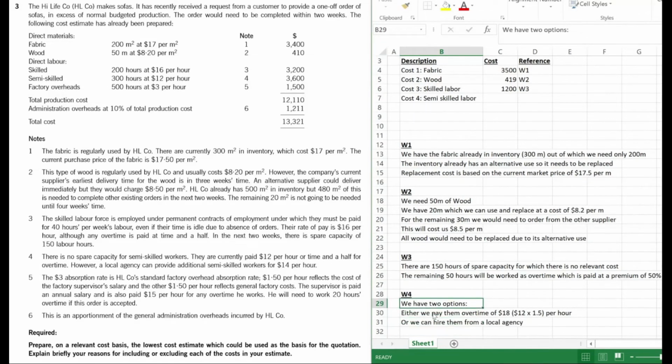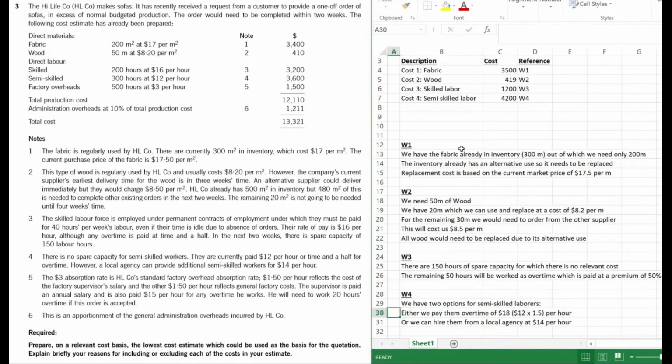As mentioned, we have two options for semi-skilled workers, right? Again, we can just go back and edit our answer. Semi-skilled labor. Here's either we can pay them overtime at $18 per hour, or we can hire them from a local agency at $14 per hour. So what's the better option? Clearly, it's paying $14 per hour rather than $18 per hour. And we need to hire them for 300 hours as we saw. So go back up to our table, working number 4. And we have 300 into 14, okay, 4,200.